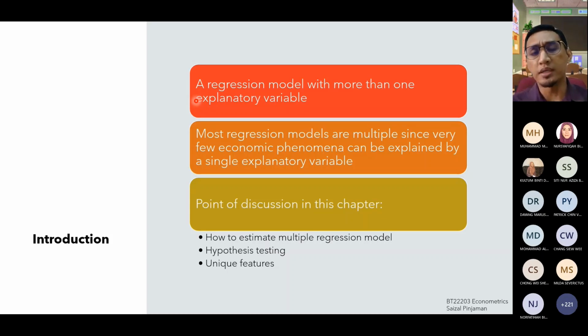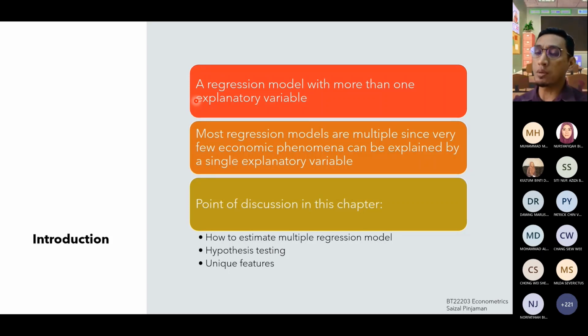The reason why it is important for us to know not just single regression model or simple regression model, but multiple regression model is because many of the economic phenomena involve multiple variables, or in other words, many of the economic phenomena cannot simply be explained by one explanatory variable.